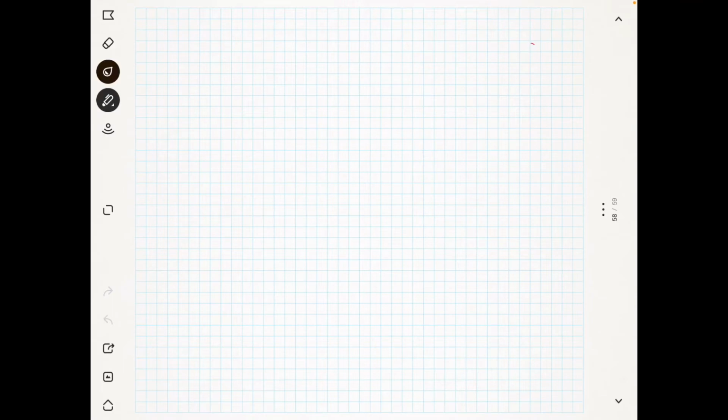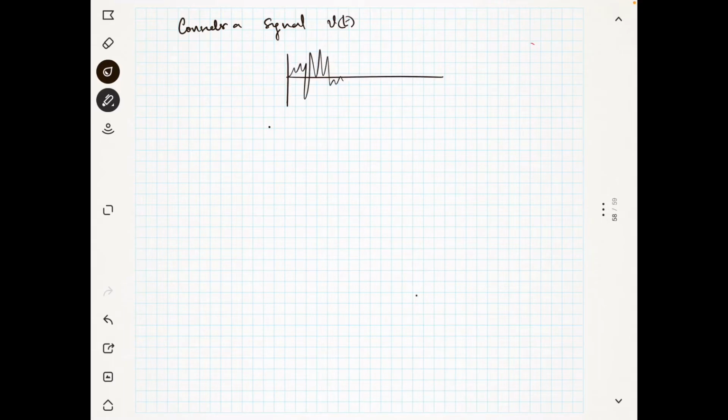So, in the last lecture, we discussed the integrators and differentiators. Today, we will see a special type of circuit which is used to filter out the unwanted signals. Suppose you consider a voltage signal V of t. Now this signal can be like this.